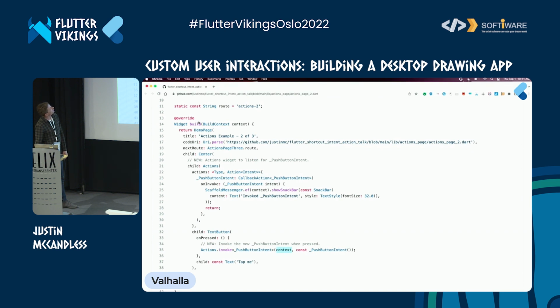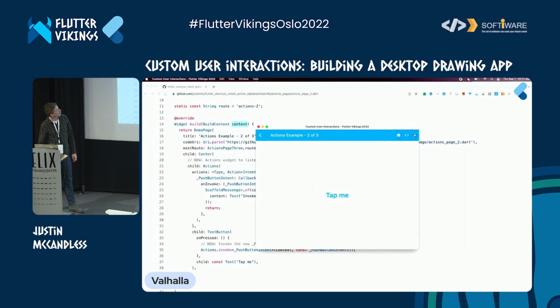comes from the build method way up here. So in the tree, this build context is basically at the very top of this page, so it's above the actions widget. And so when actions invokes this, and then it traverses the tree looking for some actions that handle push button intent, it starts that traversal already above the actions widget, so it's never going to find it.